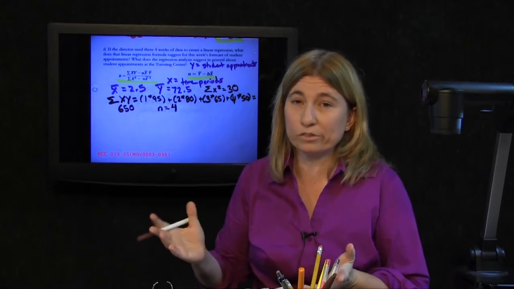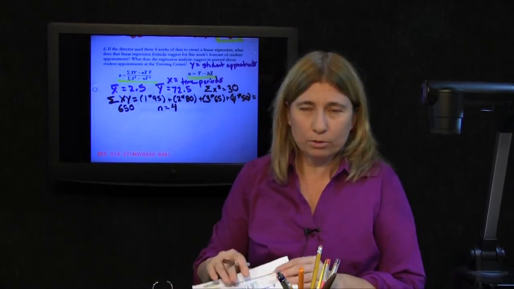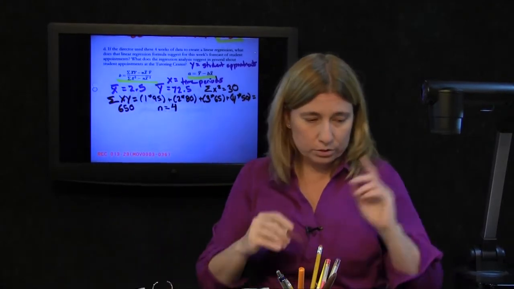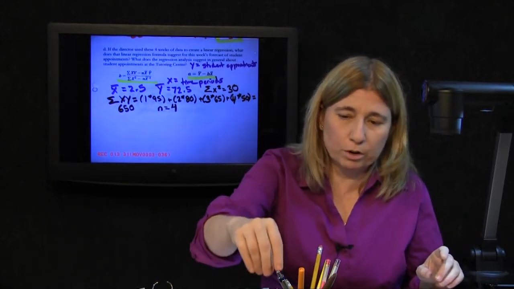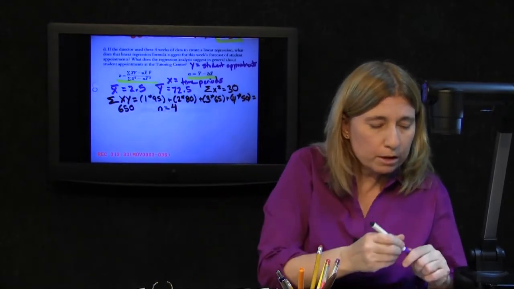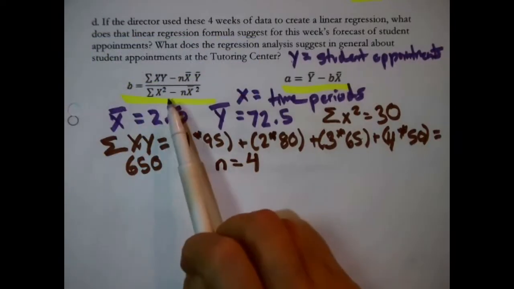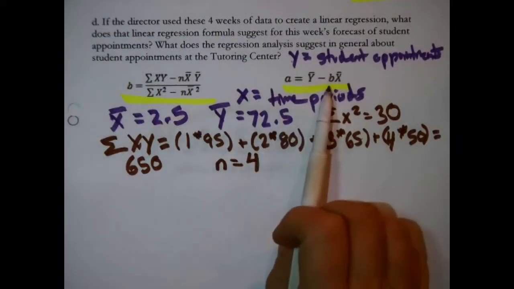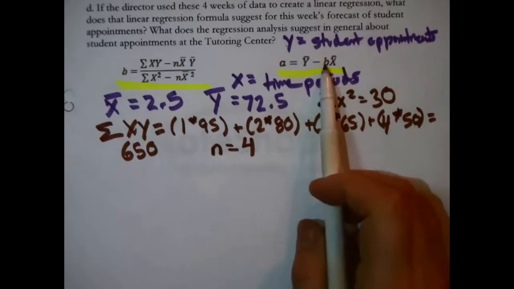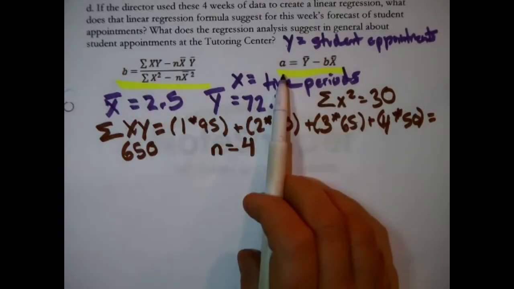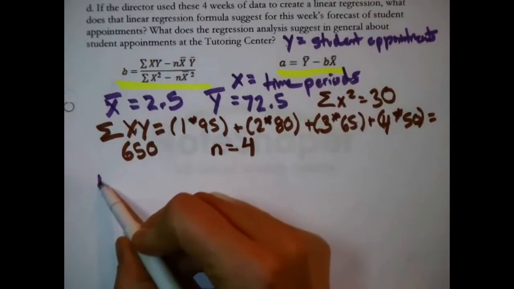They have 4 weeks worth of data. All right, now, why were we collecting those? Well, one way to think about it is because we wanted to fill in the formulas. You'll have to find B first, because you need that, notice, to then find A. You have to find the slope before you can find the intercept. Okay, just fill out the formula.